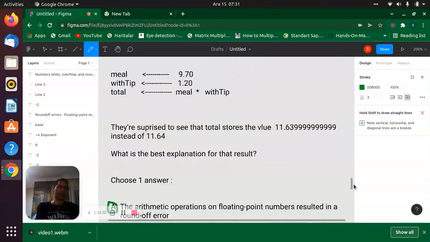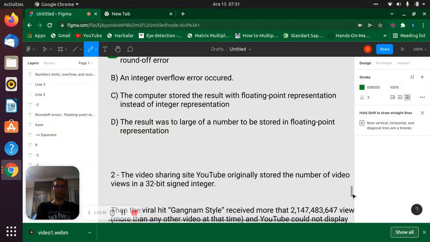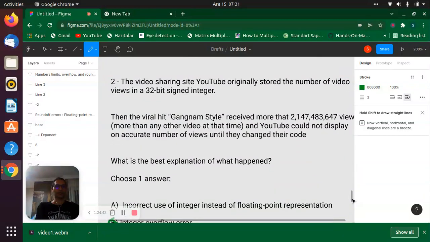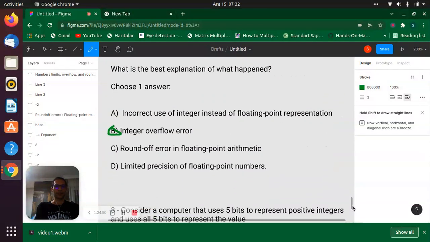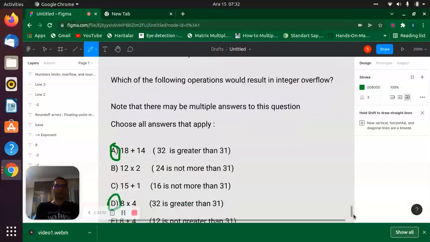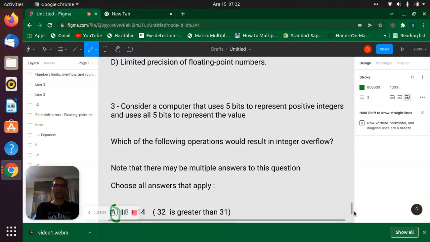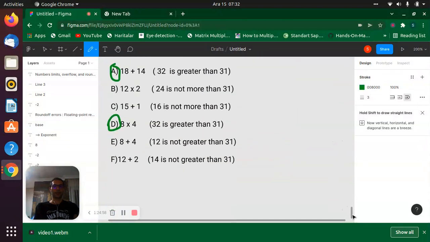It's like our second question, the 32-bit signed integer. If there are lots of views, it's all about integer overflow error. It is the same as this integer overflow. Okay, it's too much. It's 3 questions we solved together.